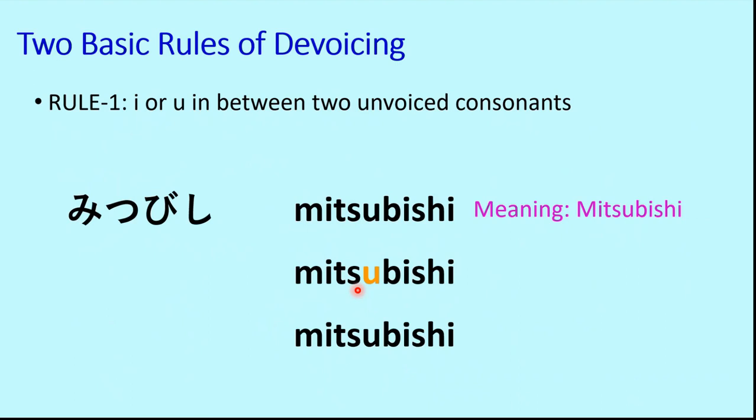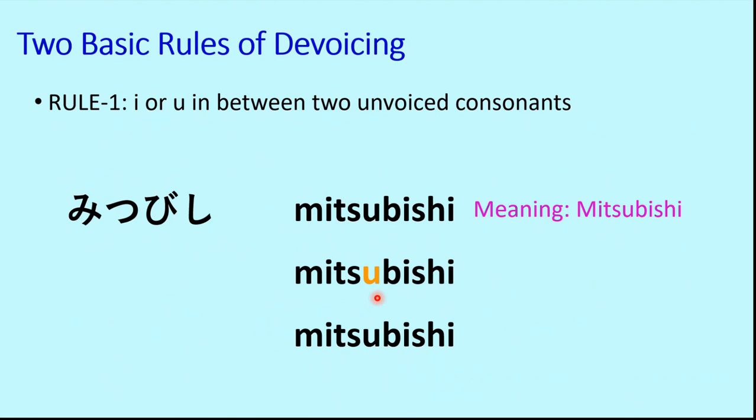Similarly, Mitsubishi will remain Mitsubishi. It will not become Mitsubishi with a devoiced u, because b is a voiced consonant and ts is an unvoiced consonant. So the u in between will not get devoiced.